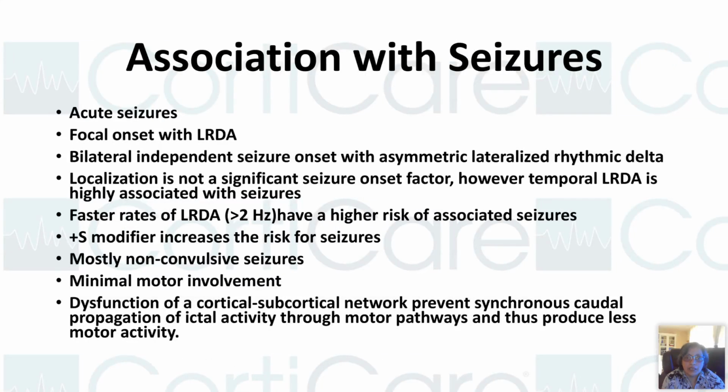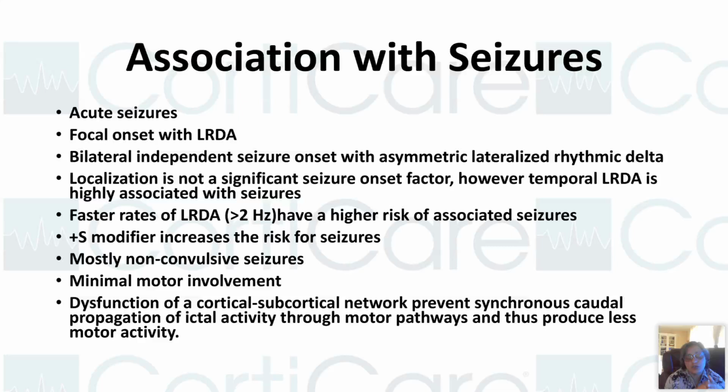Association of LRDA with seizures. Most of the seizures are acute and of focal onset. If you see bilateral asymmetric lateralized rhythmic delta, on both left and right sides, it may be categorized as generalized rhythmic delta, asymmetric GRDA, but you have to look at the rhythmicity and the voltage. So you can have two seizure onsets, two foci, in that patient.